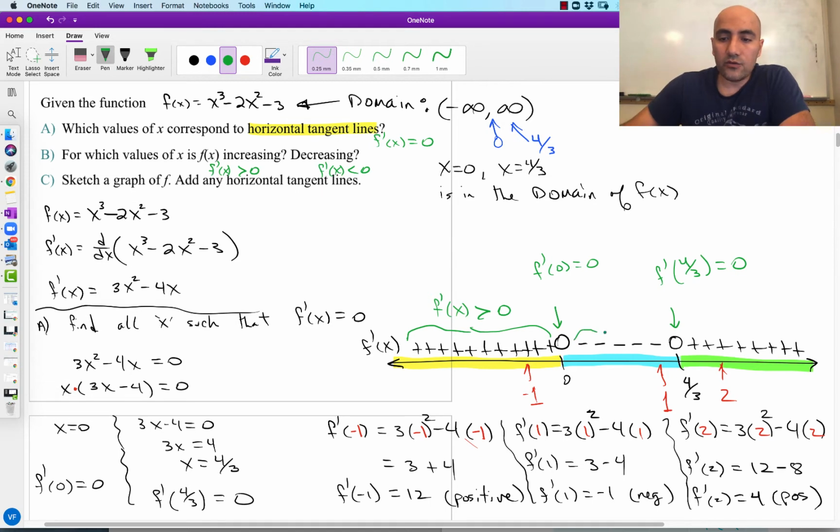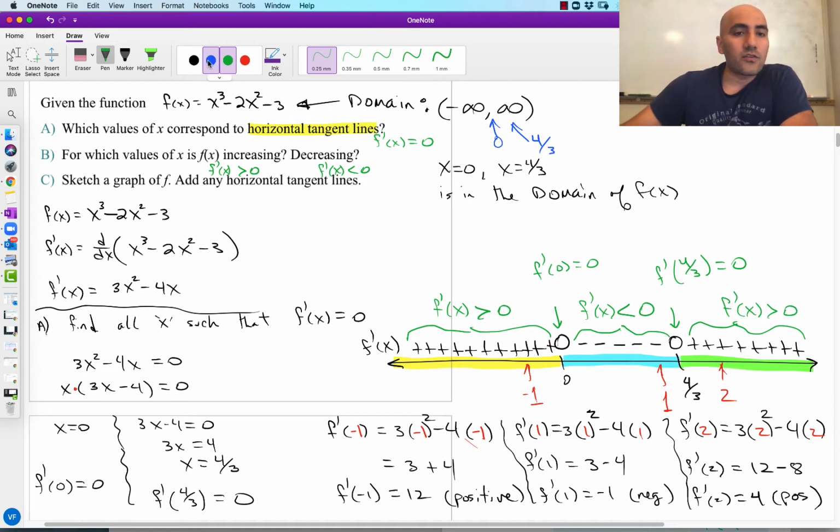Okay, in this little zone in here, we've established by using a test point that the first derivative is negative. It's less than 0 there. And finally, over here, we've established that that first derivative is greater than 0.